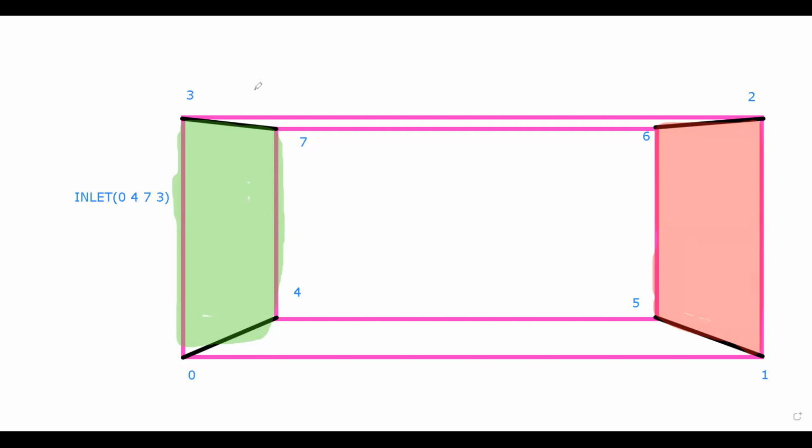Now let me write here: outlet. And what are its names? Its names are like, let me write here. This is 1, 5, 6, and 2. This is the name of the outlet. Then the front and back.